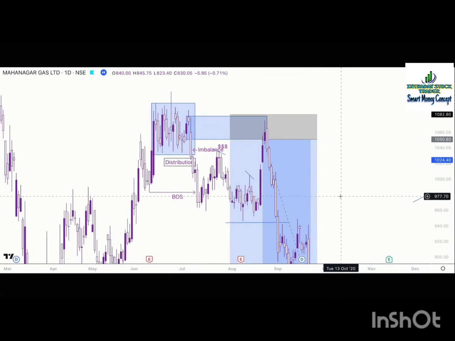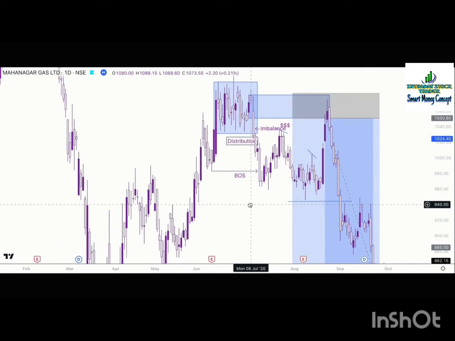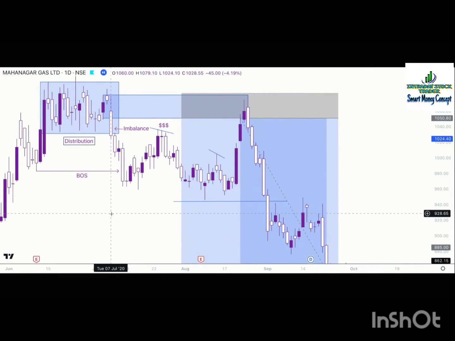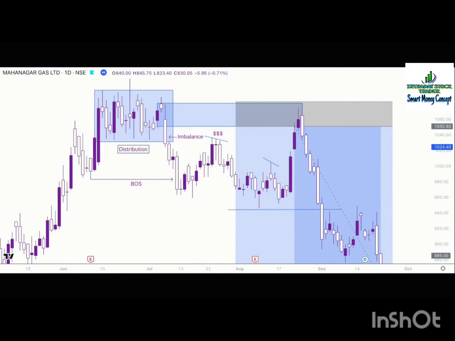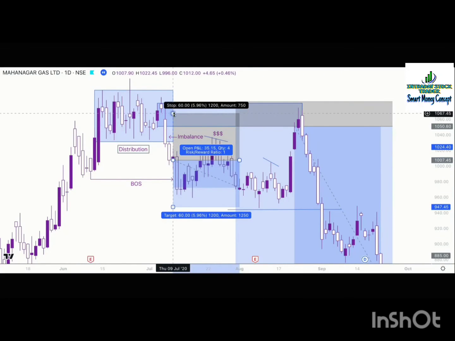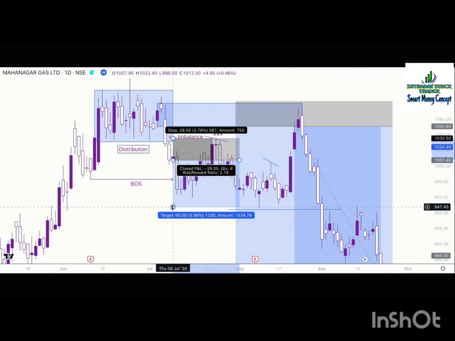See how this trade played out. If you're a risky retail trader, what you do as a retail trader is that you place your trades here, putting your stop losses just above it and targeting 1:2. You hit your stop loss here.